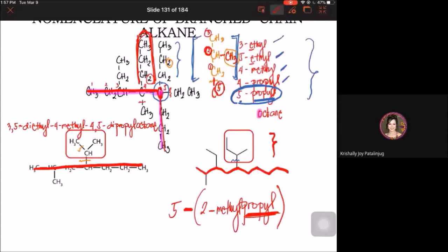Okay, let's try to name the final organic name of this molecule. So, as before, 3,5-diethyl. Retain 3,5-diethyl.